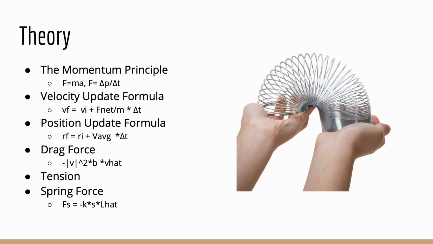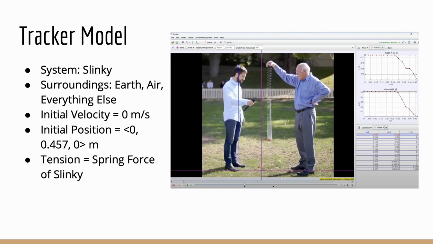Tension is the force that acts opposite to a taut string, or in this case a Slinky, and in this case we are also using spring force, which is given by negative spring stiffness times compression or stretch of a string times the unit vector L hat, which is the direction that the spring force is acting in.